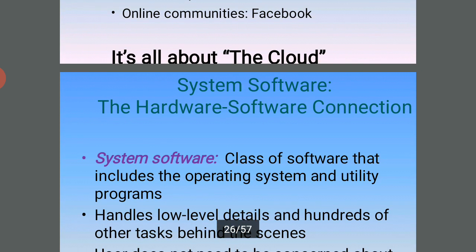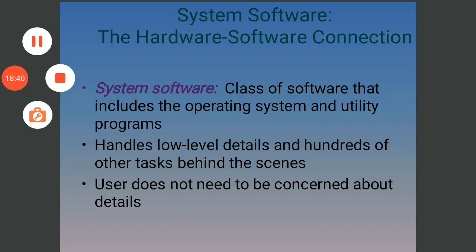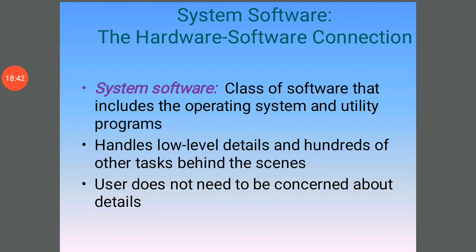So the system software, the hardware-software connection, this is called system software. The system software class of software includes the operating system and the utility programs. So what is a program? A program is a set of instructions, that is called the utility programs. So for example, we take a C program.